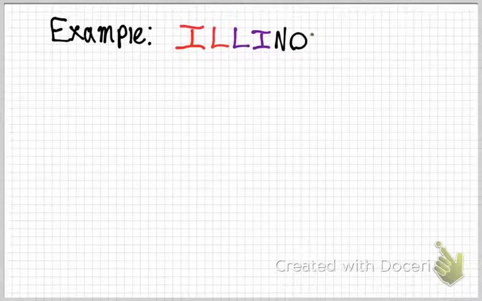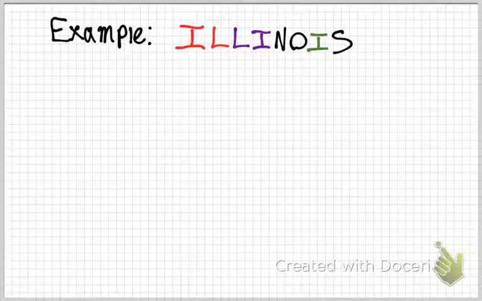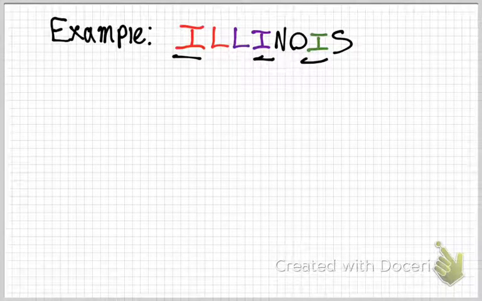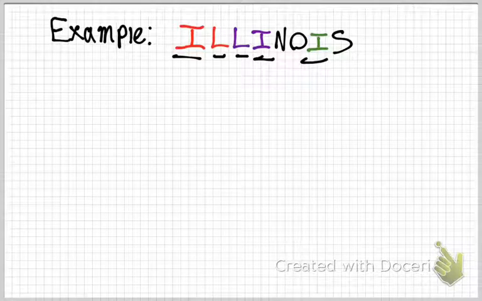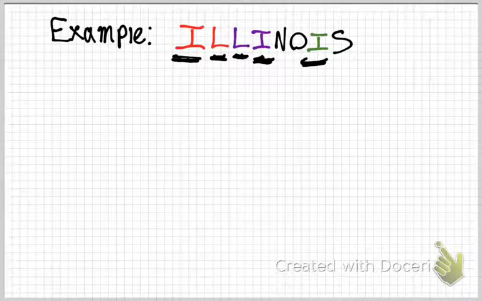An example: the word Illinois. This word has 3 I's and 2 L's. In permutations with repetition, this I and this I are not considered to be distinct. They are the same. They are considered to be the same exact character. Same here: this L and this L, alike symbols, are considered to be the same.